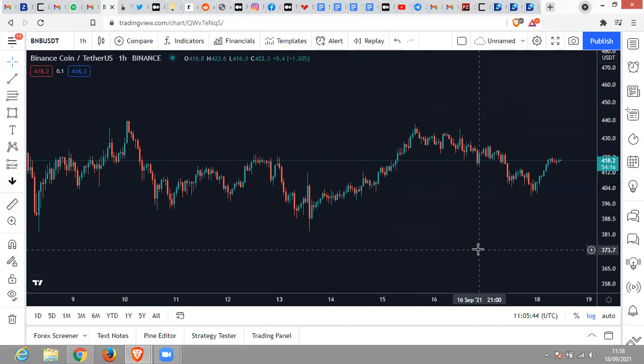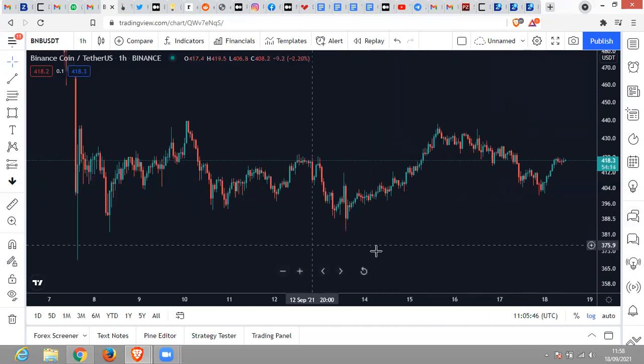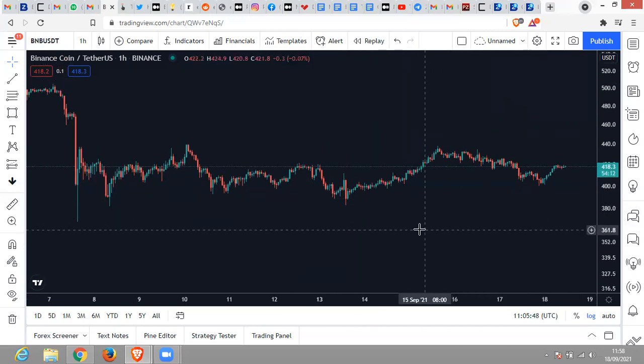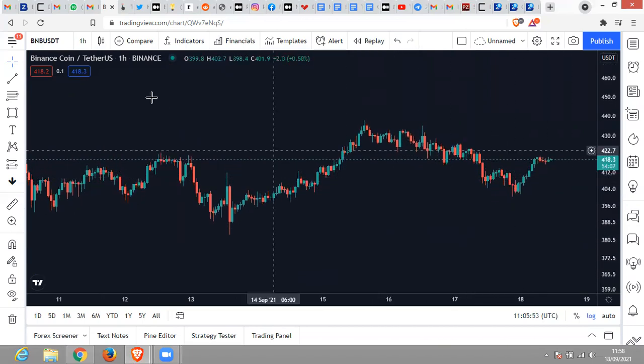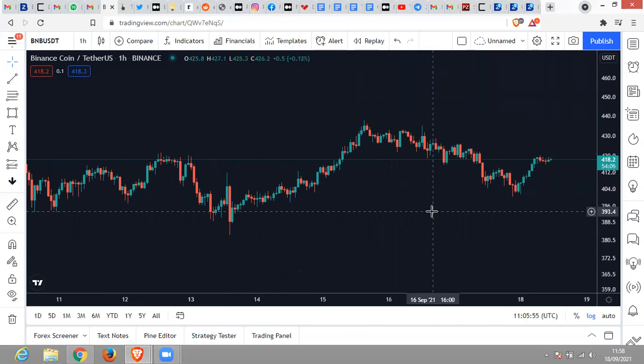So let's go. I have my chart here. This is BNB, Binance Coin, against a stable coin, that's USDT. So what do I do? As a scalper, I don't trade on 1 hour or 4 hours. I try to trade on 5, 15, or even 3 minutes.